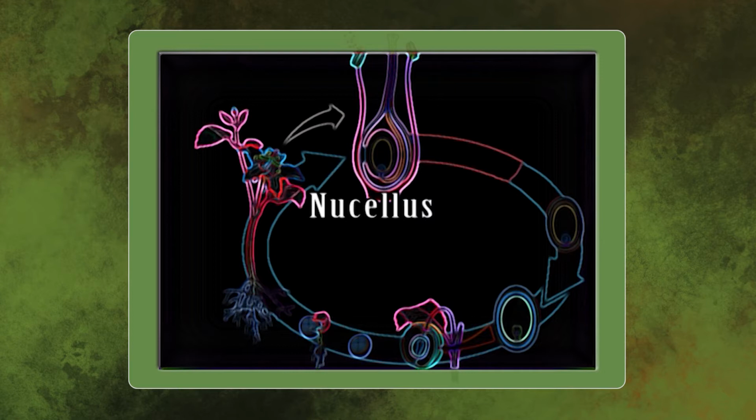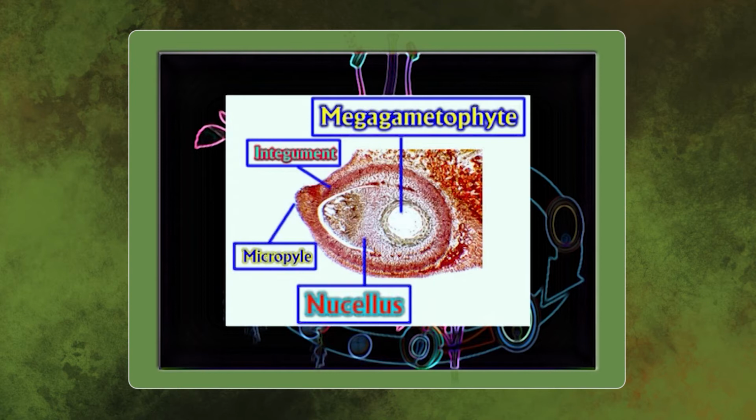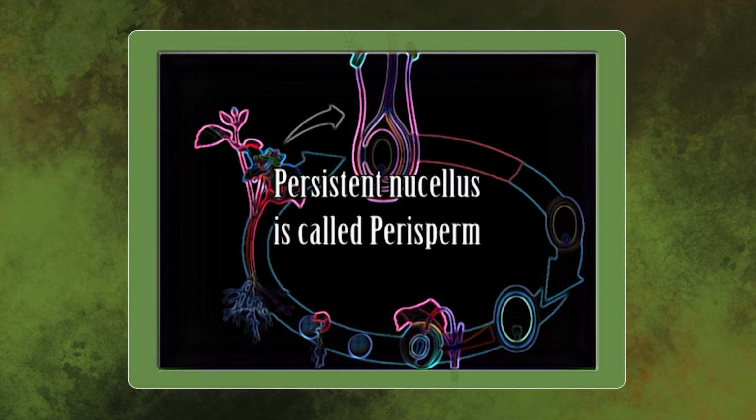Next is nucellus. A large parenchymatous mass enclosed by integuments is known as nucellus. It represents the wall of the megasporangium. Each ovule has a single nucellus. The nucellus is mostly consumed by the developing embryo sac or endosperm. In some plants, it persists in the mature seeds as a nutritive tissue. This persistent nucellus is called perisperm.